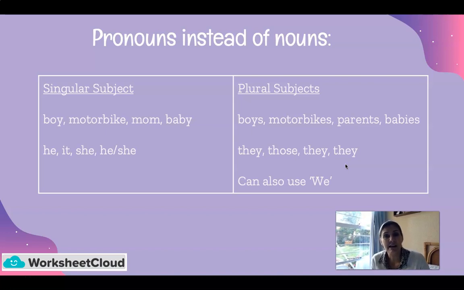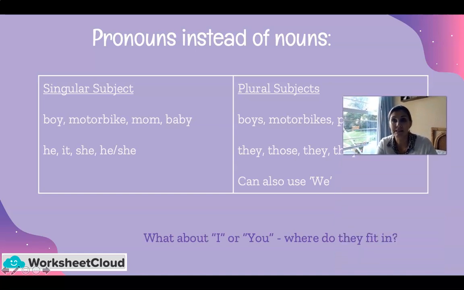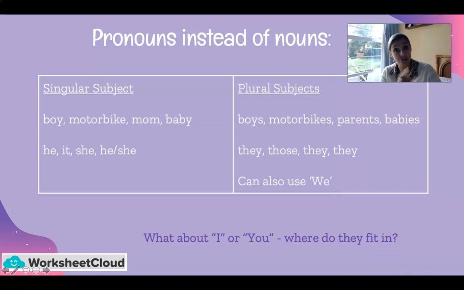So your pronouns can be replaced by your nouns, and we often do that because you don't go the boys, the boys, the boys throughout your paragraph. You will replace it with they. Now, I wonder if any of you see which pronouns are missing. Can you see them? So we've got he or she, it, we've got they, and we've got we. Which pronouns are missing? Okay, so the ones that are missing are I and you.